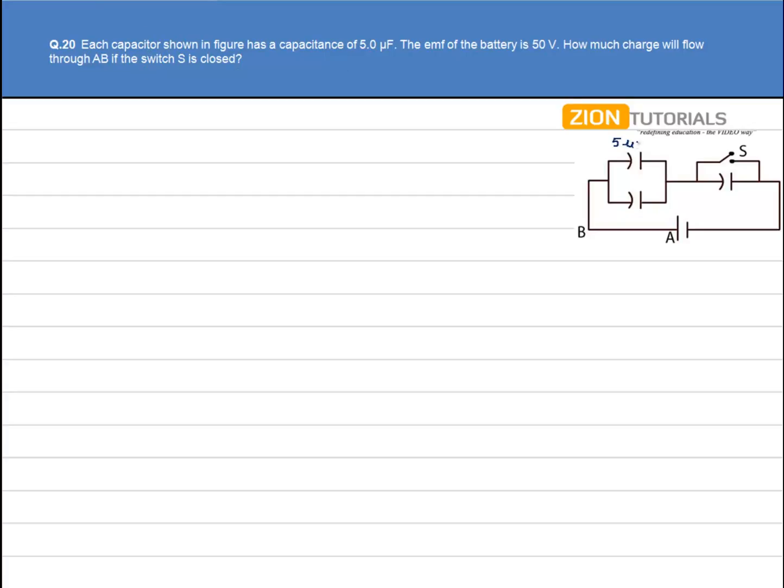We have 5 microfarad and 5 microfarad in parallel, so C dash will be equal to, let's say this is capacitance C1, this is C2, this is C3, C1 plus C2. That comes out to be 10 microfarad. Now this C dash is in series with C3, so C equivalent of the circuit will be 1 by C dash plus 1 by C3, that is 1 by 10 plus 1 by 5. It comes out to be 3 by 10, so C equivalent is 10 by 3 microfarad.